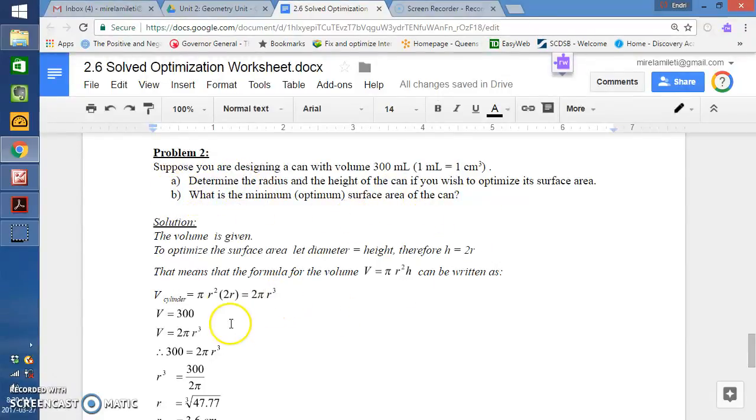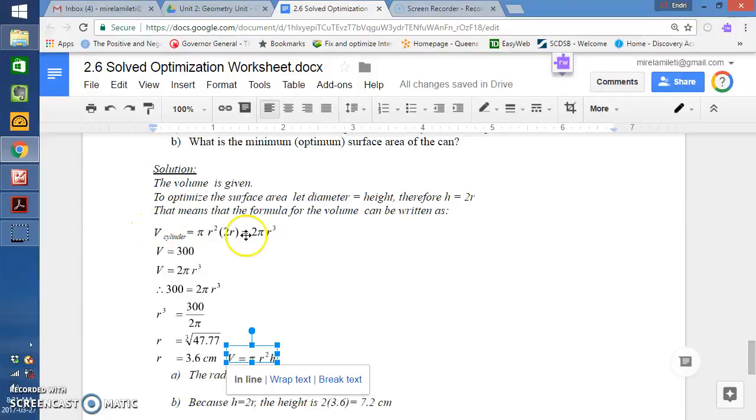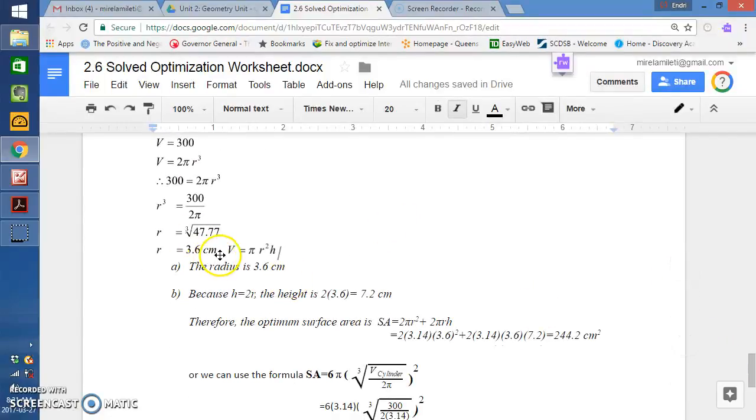Okay, since the volume is given, in this formula, instead of h, we're going to write 2r, and then the formula for the volume will be 2 pi r squared. Plugging in all the information given to us, we will isolate r, and we will have the value of r equal to 3.6 centimeters. Once we have that, we know that the height is 2r, so very easily we can figure out the height of the cylinder.